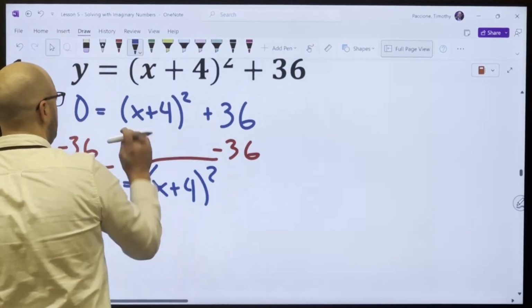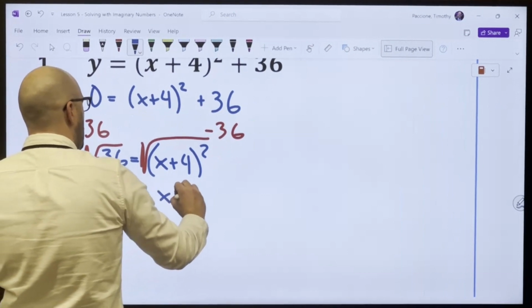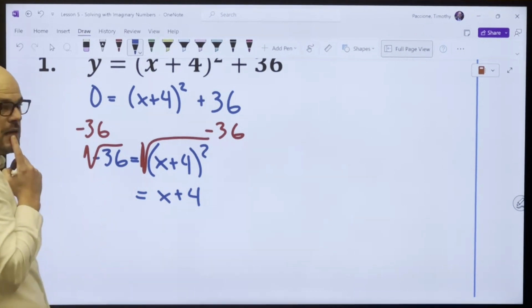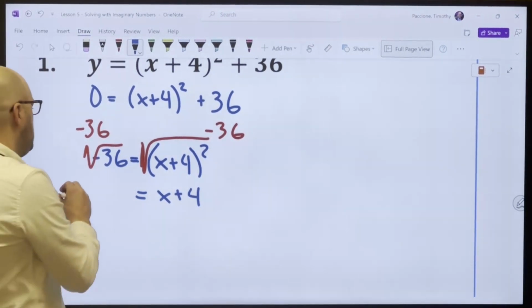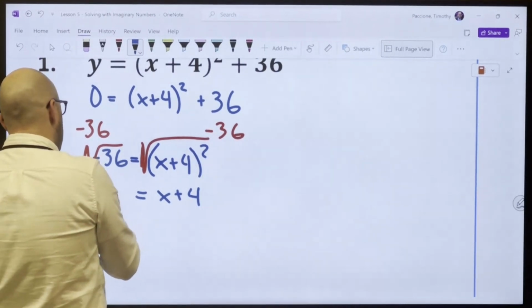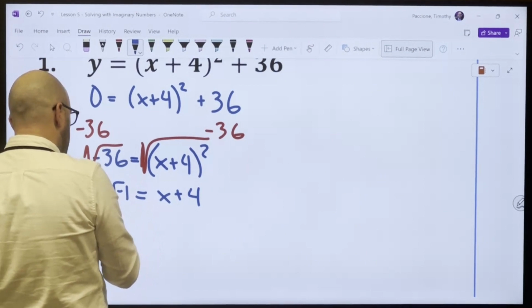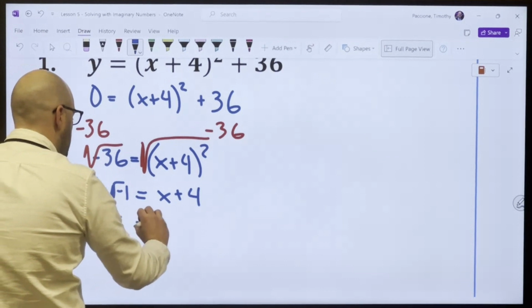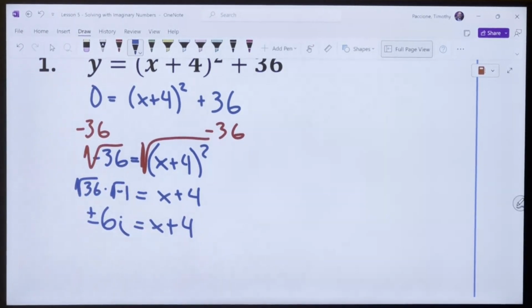I get x plus 4 over here, and then over here, square root of negative 36. What is that? Square root of 36 times square root of negative 1, which is plus or minus 6i equals x plus 4. Now, do I have x by itself yet? No, I want x by itself, so I'm not quite done.